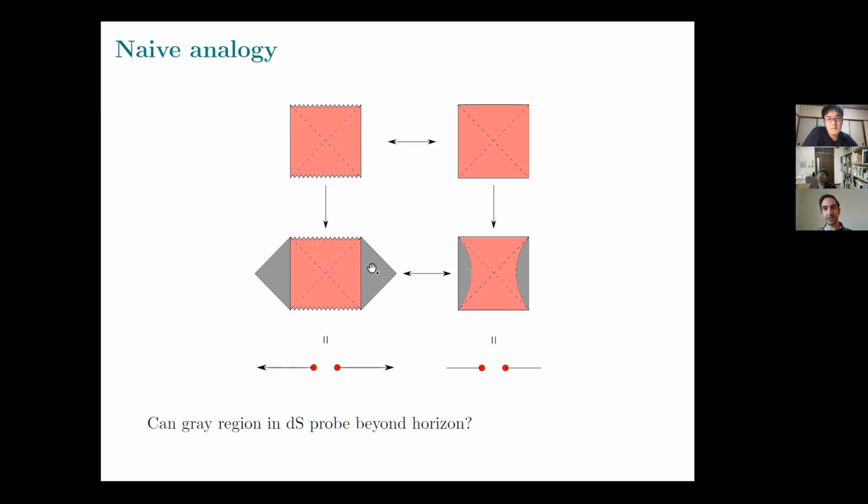And you can ask, in the black hole case, the gray region, or at least the combination of the gray regions, can probe beyond the black hole horizon. There's an island in here. You can ask, can these gray regions, either one or both, probe beyond the cosmological horizon? That would be a natural way to try an analogous computation and see if there's something like islands or something like the central dogma.